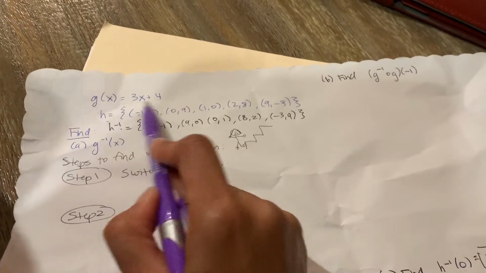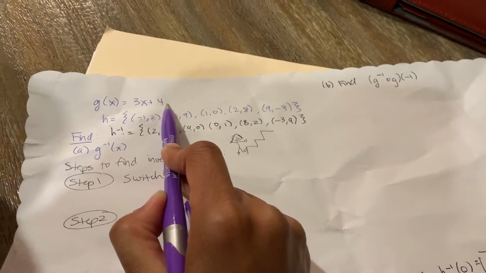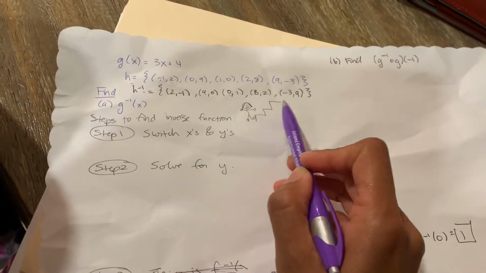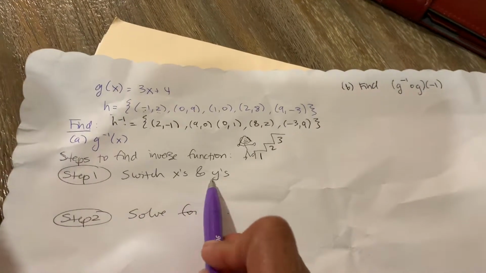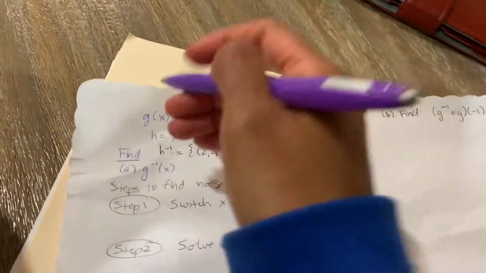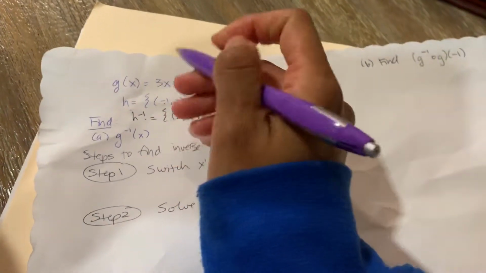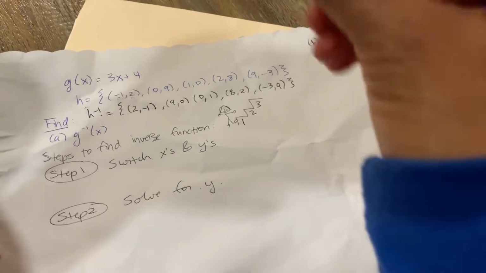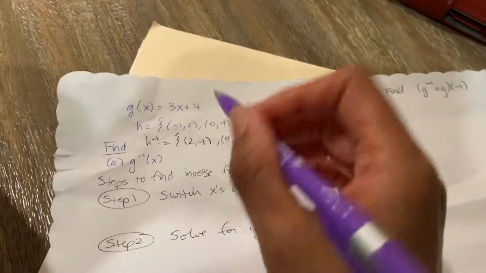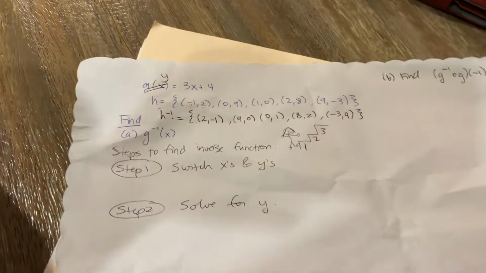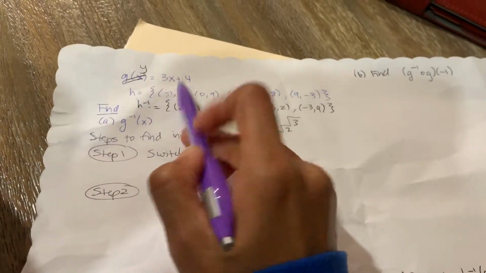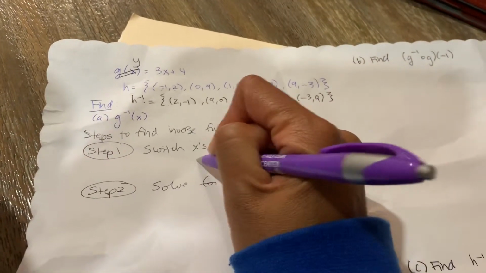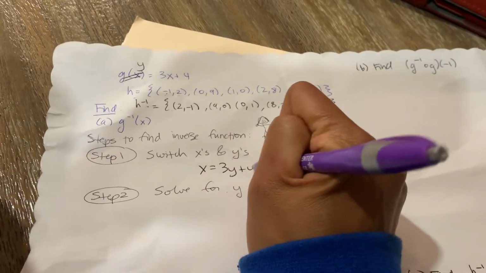So here's a function g, and they ask you to find the inverse of this. Well, to find the inverse, there are 3 steps. So here I have a person walking up 3 steps. You want to follow these 3 steps. The first thing you want to do is switch the x's and y's. So if you have g of x is equal to 3x plus 4, pretend this is like a y is equal to 3x plus 4. So the first thing you do is you switch the x's and y's. So y equals 3x plus 4, I'm going to switch that. So that's going to become x is equal to 3y plus 4.